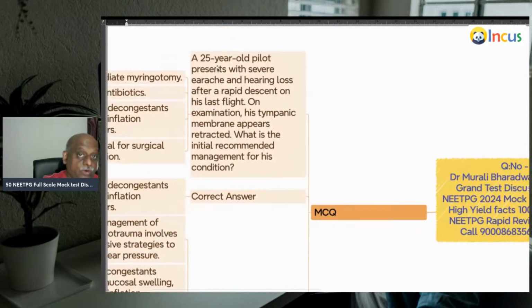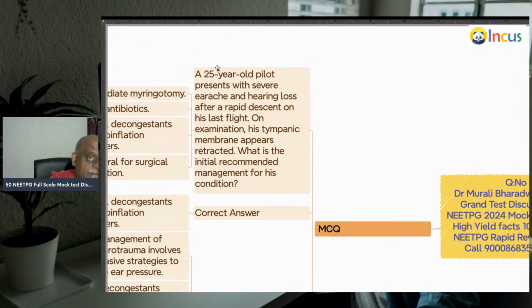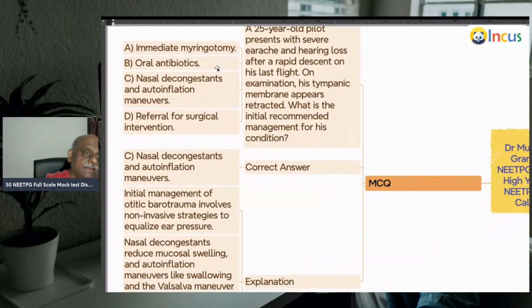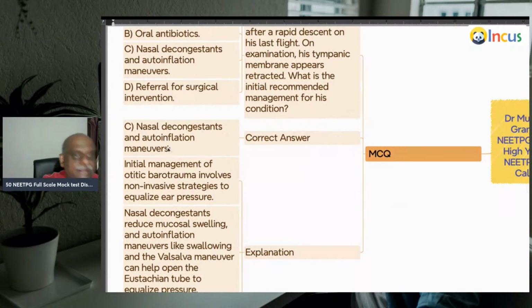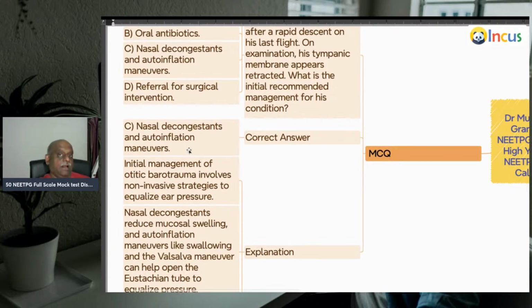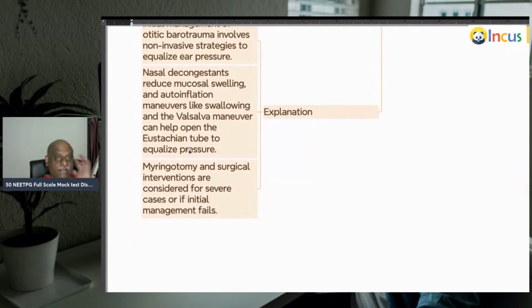A 25-year-old pilot had hearing loss after rapid descent of his last flight. So otitic barotrauma: nasal decongestant and autoinflation maneuvers are the ones which are initially recommended.